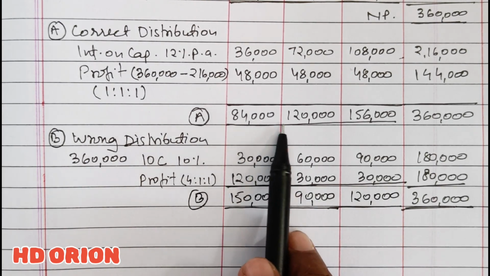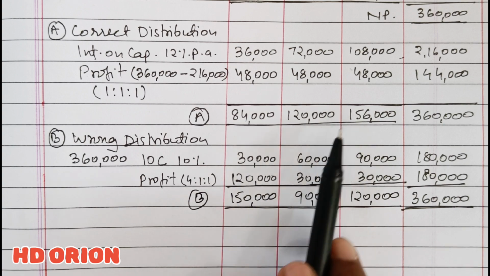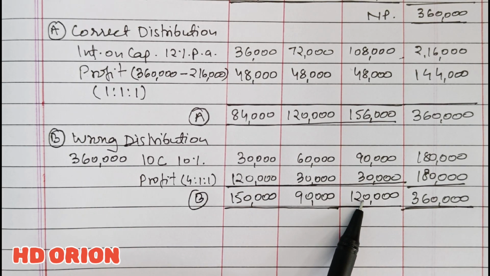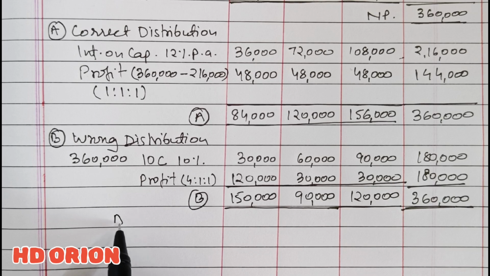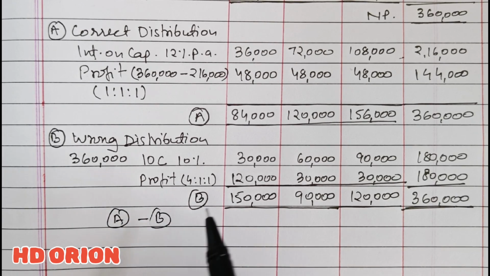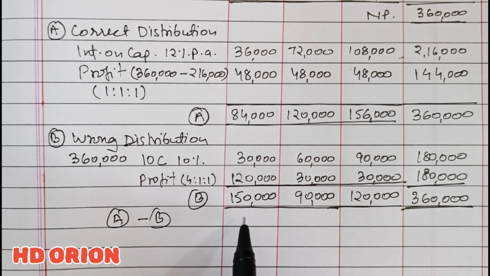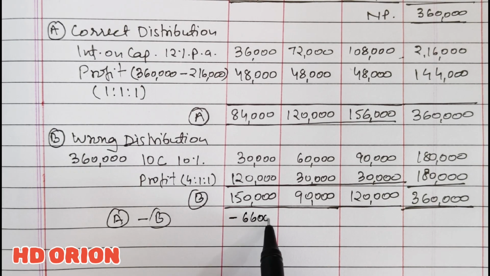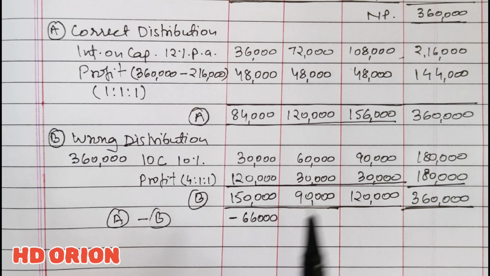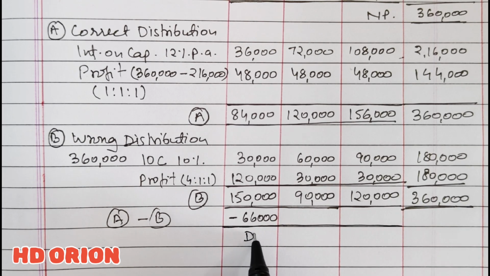So this is the correct amount which the partner should receive, and this is the wrong amount which the firm has given to the partners. Now we will compare A minus B. So we get a negative figure here, minus figure of rupees 66,000. 84,000 minus 1,50,000 is minus 66,000. It means we have to take 66,000 back from Kajal, and therefore Kajal's capital account will be debited. Whenever we get a negative amount, it is to be debited.